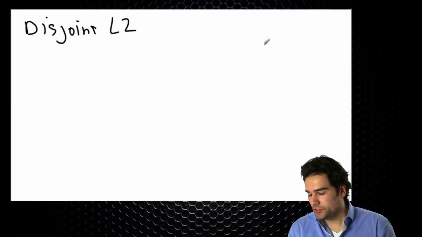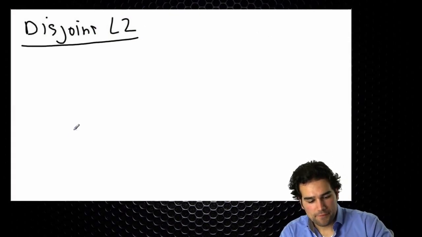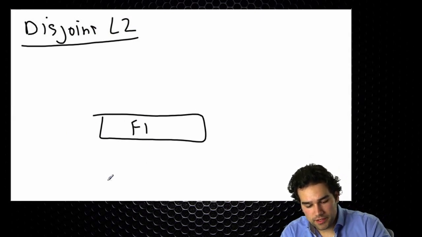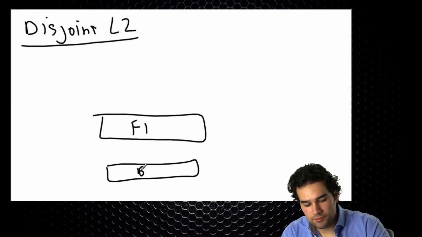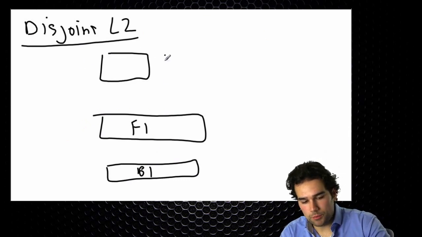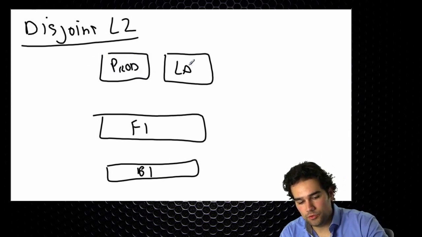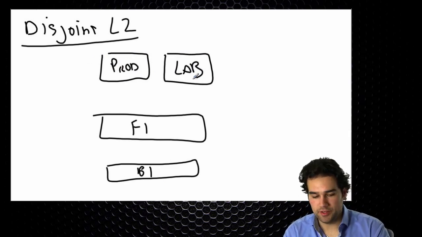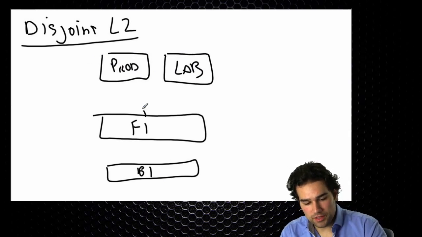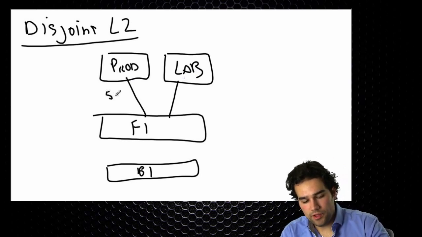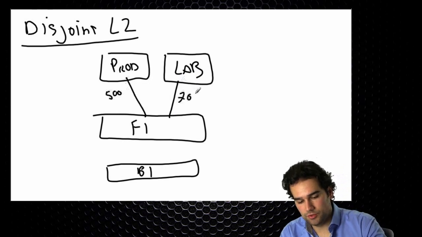So what is disjoint layer 2? Let's say I have my UCS fabric interconnect and of course a blade connected to it. And I have two network environments. I have a production environment and I have a lab environment or a DMZ environment, anything like that. Anything that is physically separated. So I have an uplink there and I have an uplink there. Here I'm running VLAN 500, here I'm running VLAN 700.